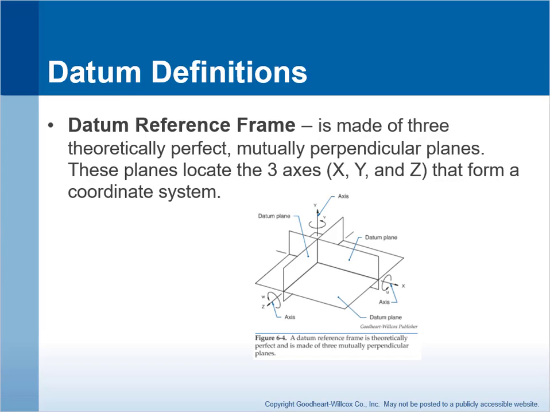Okay, datum reference frame. This is another definition. This one's made up of 3 theoretically perfect, mutually perpendicular planes. These planes are located at the 3 axes of the part, the X, Y, and Z. So what we have here is 3 mutually perpendicular planes. We have an X axis here, a Y axis here, and a Z axis here. Okay, so we have 3 mutually perpendicular planes.